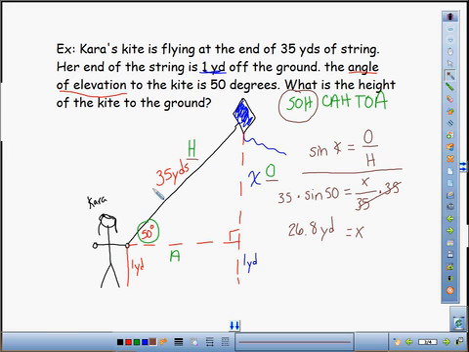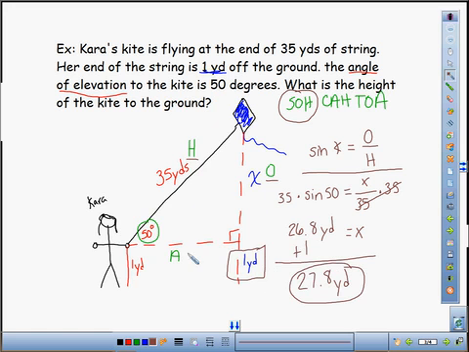Now, be careful. That's not the answer to our question. That's because this word problem did have this little bit here that her hand was 1 yard off of the ground. So we do need to remember to add that +1. And so the kite is actually 27.8 yards off of the ground. Alright? So that's how that works. See how a picture helps. I'm not an artist. It doesn't have to be a great picture. I just need to see where all the pieces are.